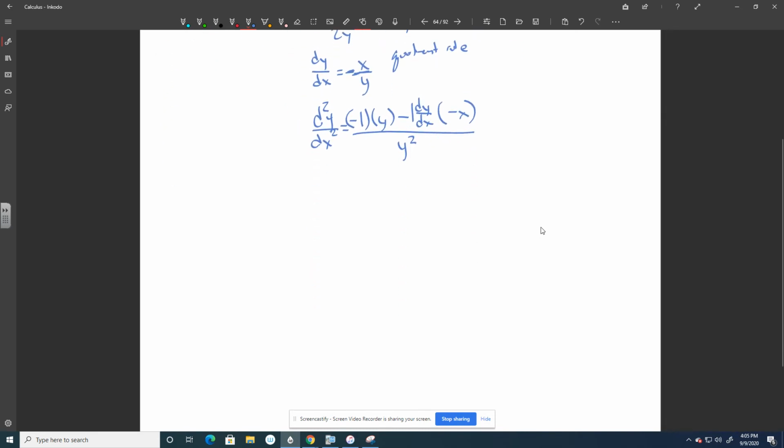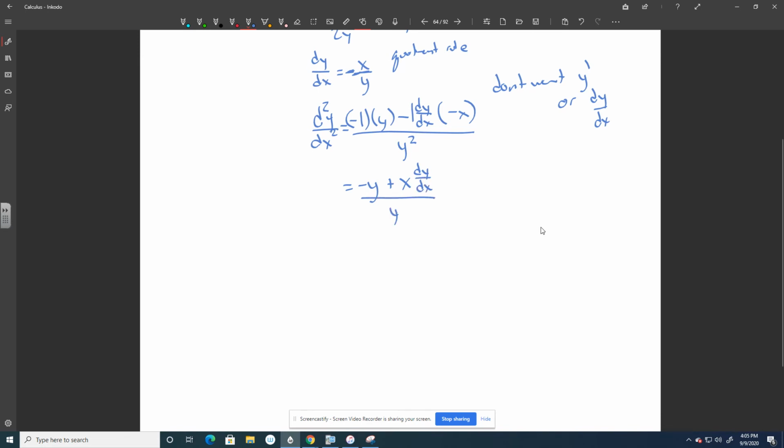Now, we have a little bit of an issue because I don't want to leave a y prime or a dy/dx in my function. See how I have this dy/dx? I don't want to leave that there. So I need to get rid of it. Well, maybe let's clean this up just a little bit first. The -1 times the y becomes -y. A -1 times a negative x just becomes a positive x. And then we have dy/dx.